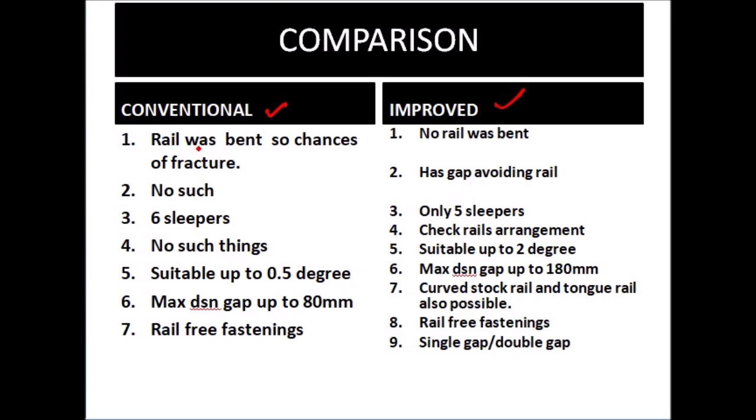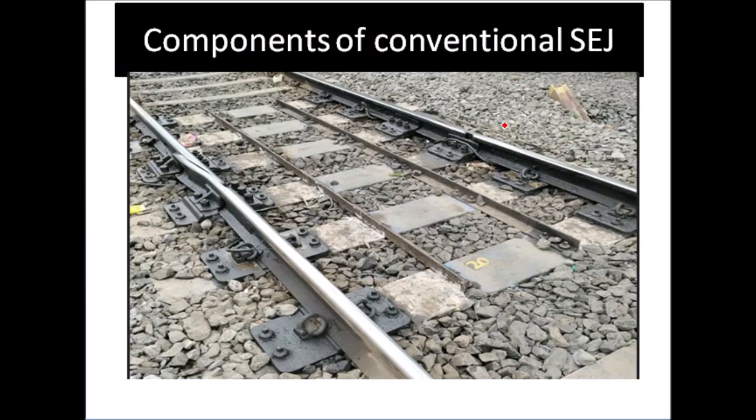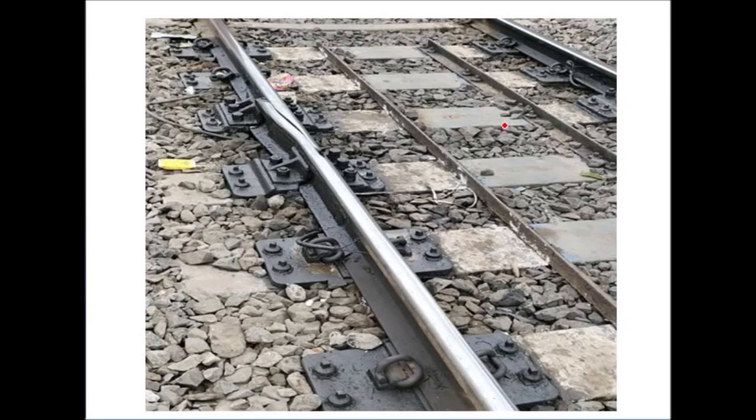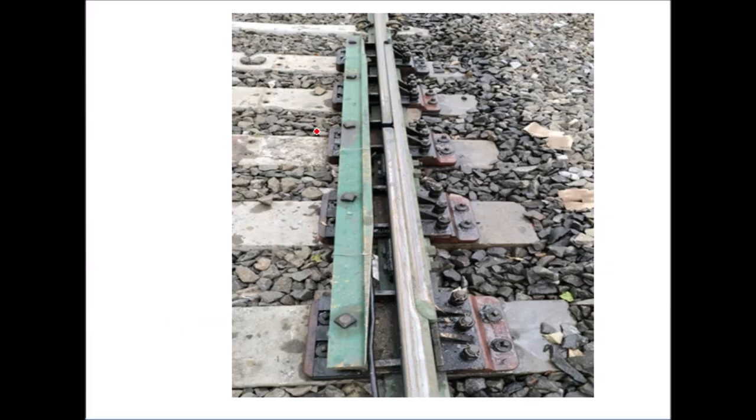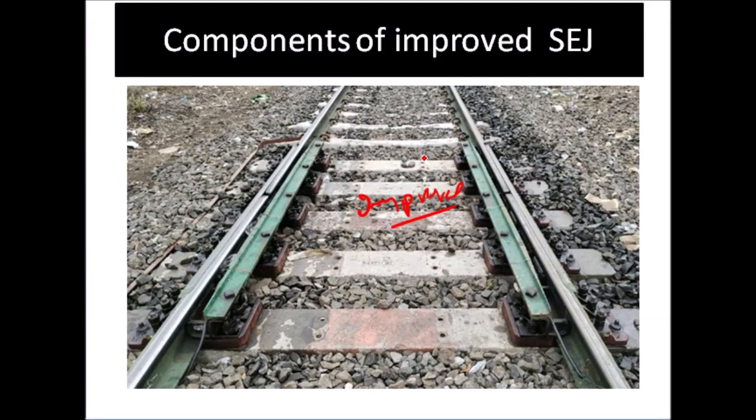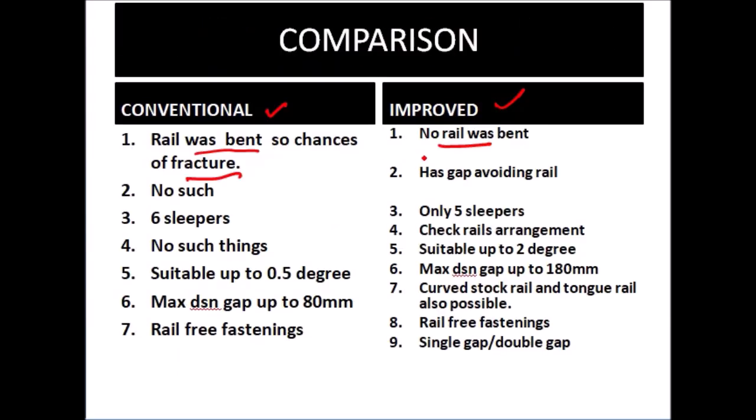In conventional SEJ, the rail was bent, so there is a chance of fracture, but no rail is bent here. If you see this diagram, this bent rail is called the stock rail, and this rail is called the tongue rail. This rail was bent, so there were chances of fracture. But in the improved SEJ, no rail was bent.